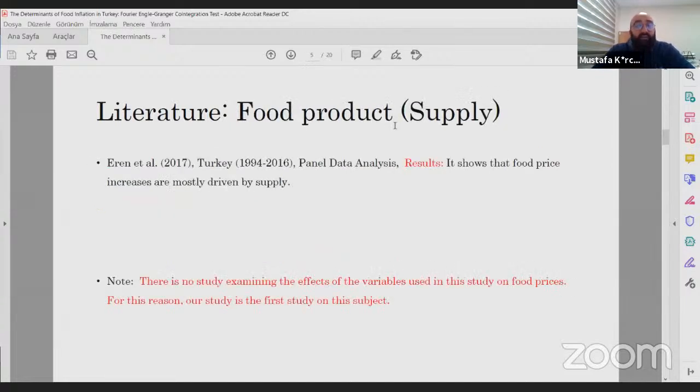And lastly, we investigated the food production index and the food price index. There are some papers on this subject. Eren et al. for Turkey show that food price increases are mostly driven by supply. So there is no study examining the effects of these variables, with our three variables used in the same study on food prices. In this case, our study is the first on this subject.